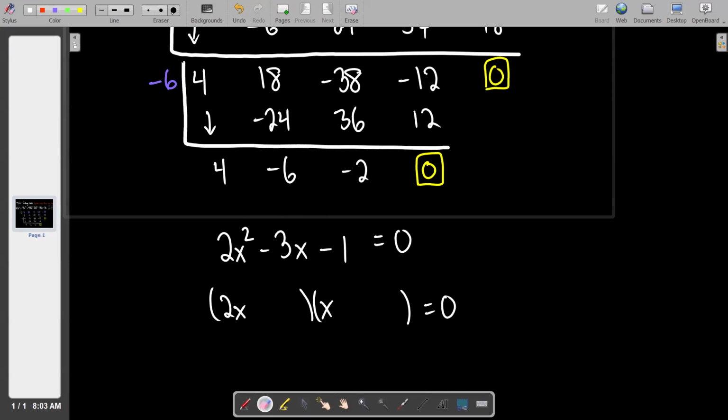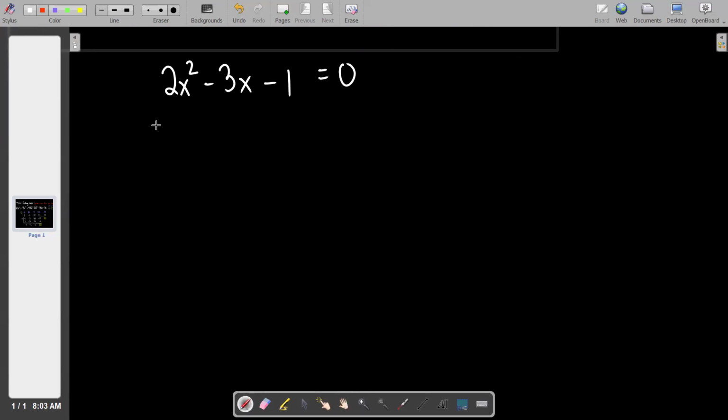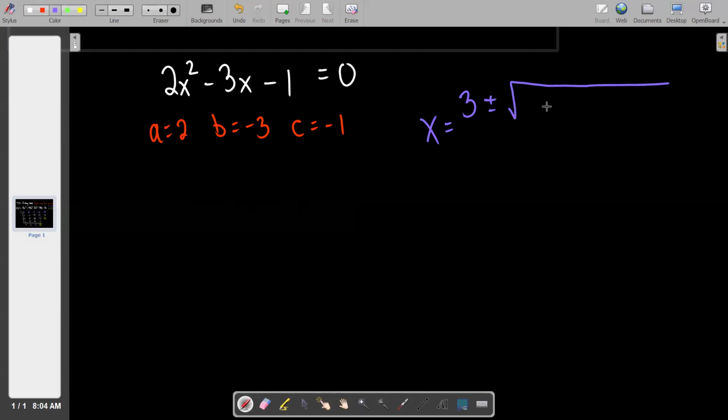So what's our backup plan when factoring fails? Yeah, I mean, for sure, the quadratic formula. So A is going to be 2, B is going to be -3, and C is going to be -1. And so we go. X equals what goes first? 3 first, the opposite of B first, and then I'm ready for the plus or minus, and then put a big long square root. What goes first inside the root?